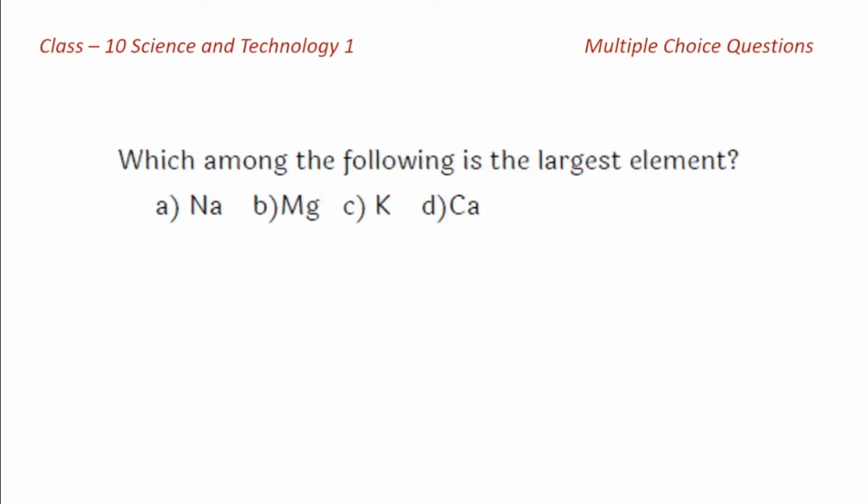Which among the following is the largest element? Sodium, magnesium, potassium or calcium. Correct answer is option C, potassium.